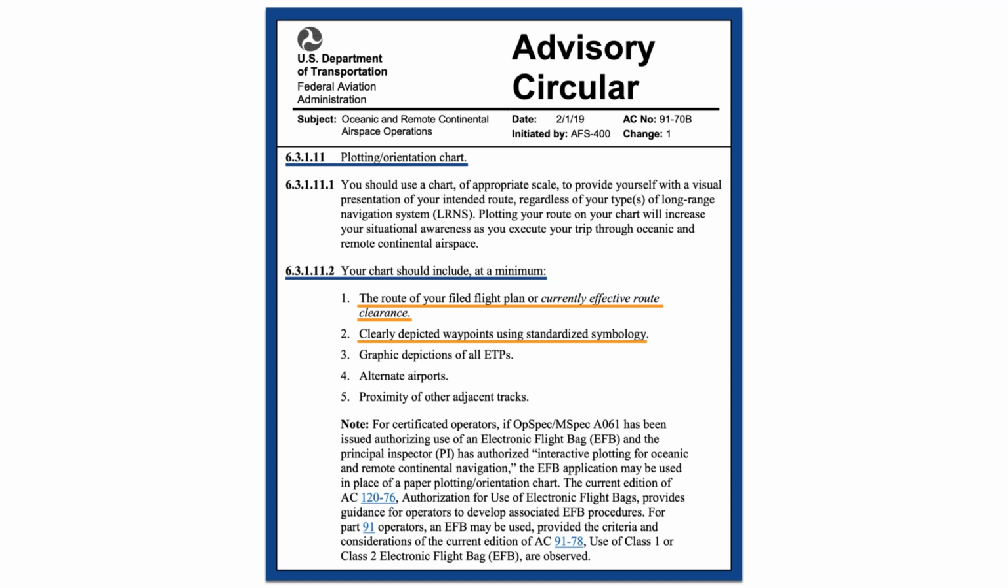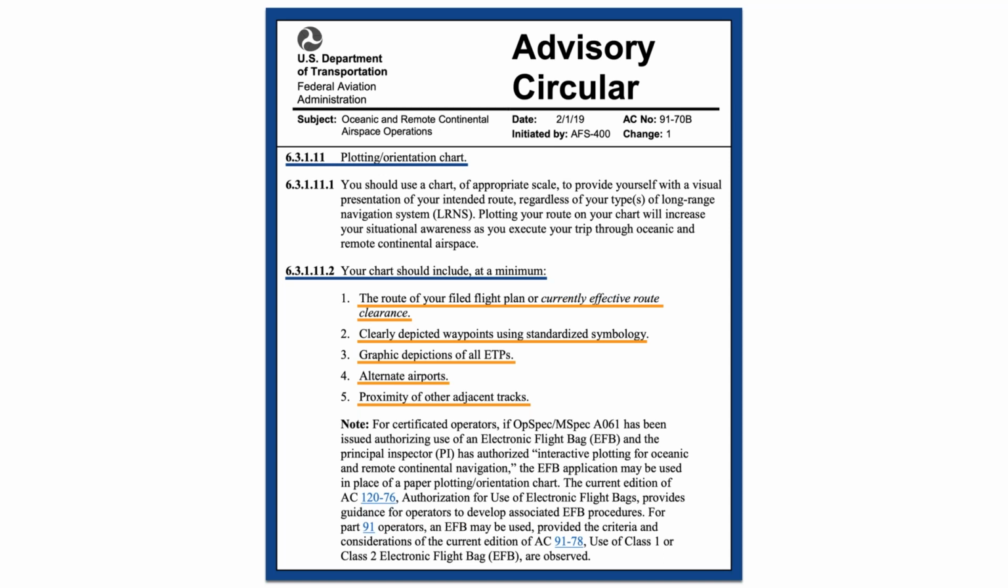Now, in some of the older maps, we would have to create a little X or a circle or something, but Jeppesen on their plotting chart, which you may use another plotting chart, but Jeppesen has waypoint symbology on their chart. The graphic depiction of all ETPs and alternate airports, as well as the proximity of adjacent tracks when those tracks are in effect. So if there was a track north of you and a track south, you'd plot both of them. It doesn't say you have to plot all the tracks, that you might do that, but you would plot adjacent tracks. So what would that look like?